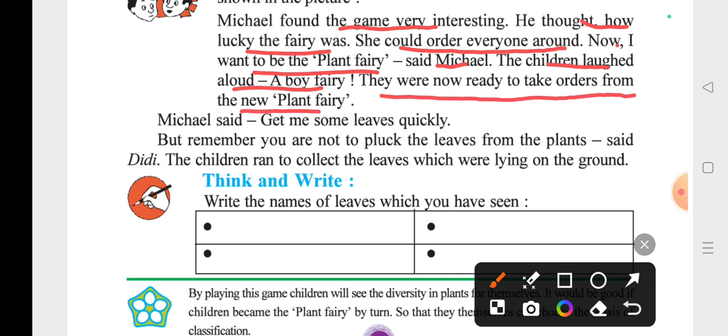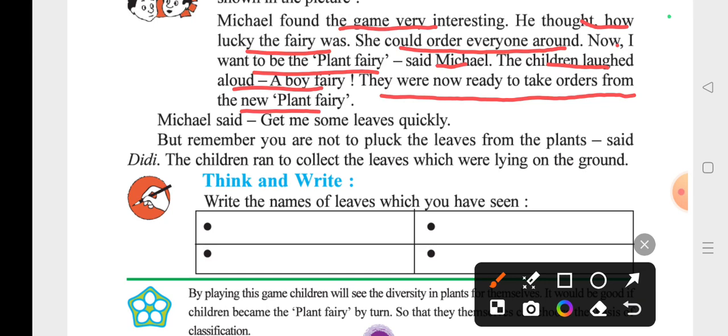Yes, children. Now here Michael found the game was very interesting, and he thought that the fairy was very lucky because whatever she ordered, everyone followed that. Now he shouted that he wanted to be a plant fairy. So all children laughed at him. But now Michael became a plant fairy and the others were ready to take orders from him.